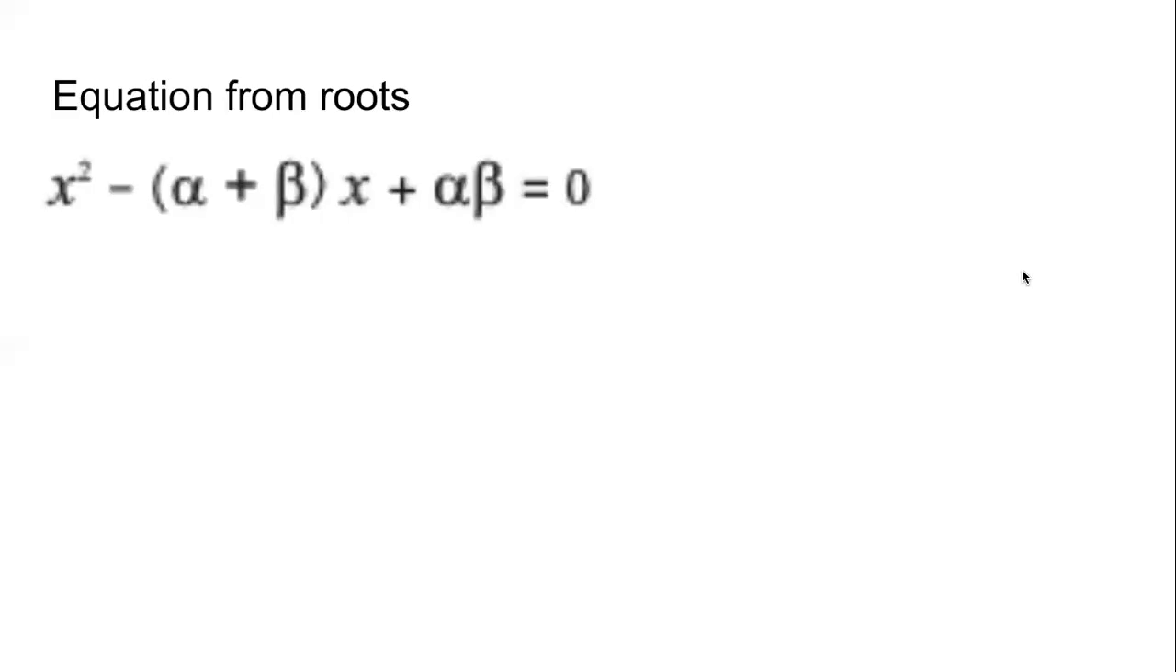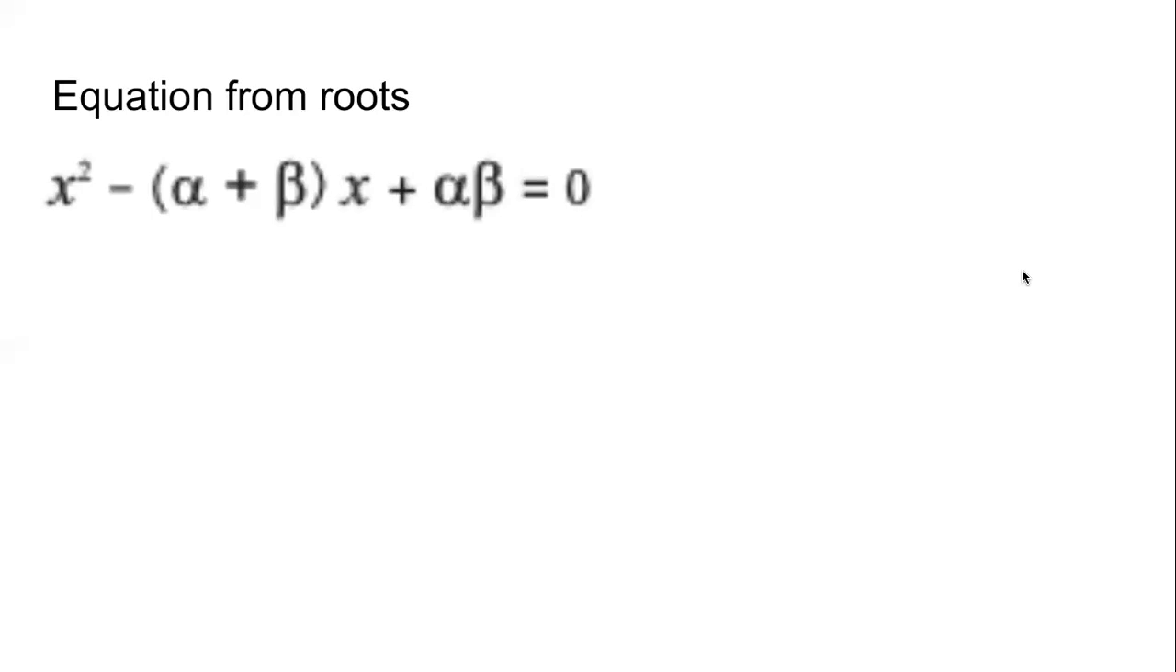So by now, today we have understood how we know about the nature of the roots using the discriminant, and we have figured out how we calculate the sum of the roots and the product of the roots from the given equation. And just a minute ago I said, what will we do with the sum of the roots and product of the roots? And the answer is on your screen now.